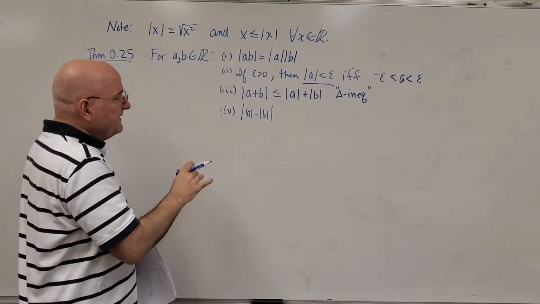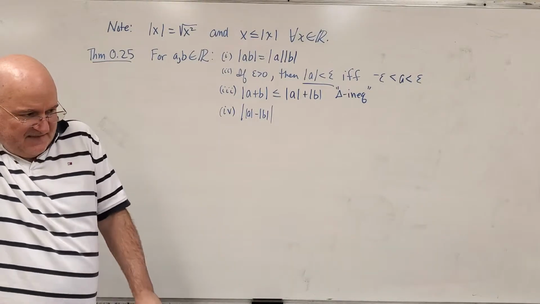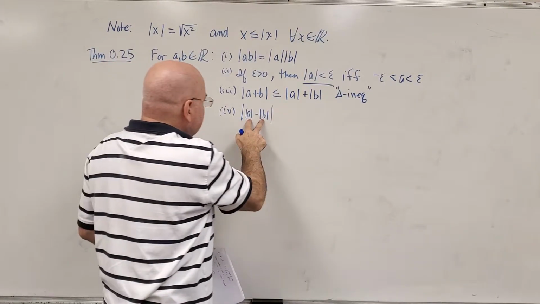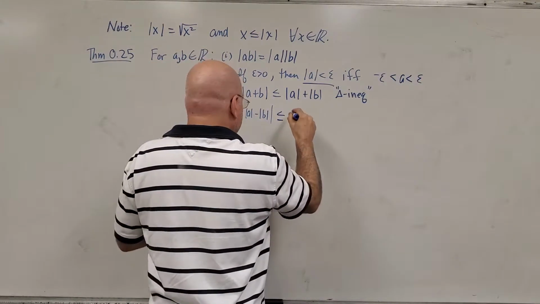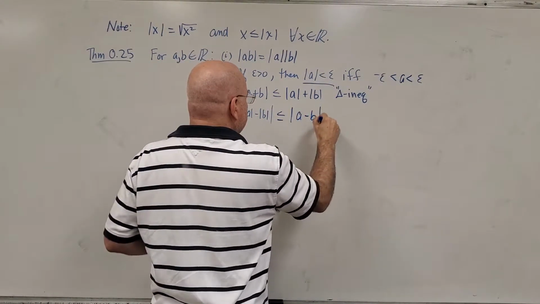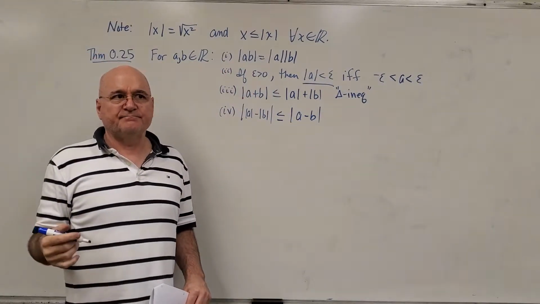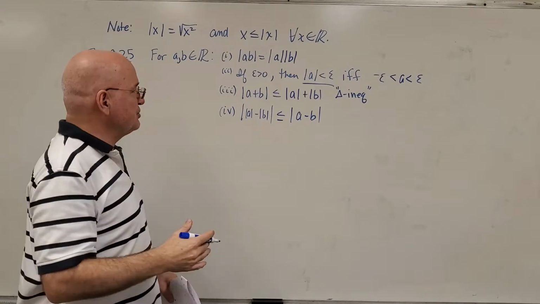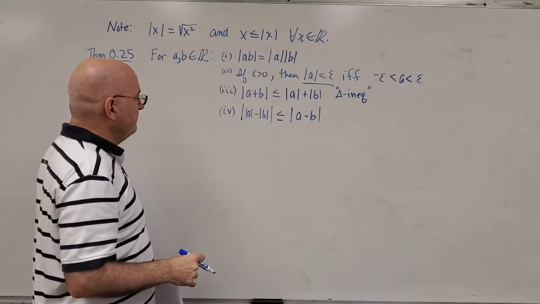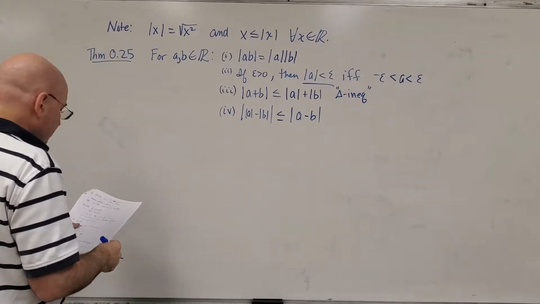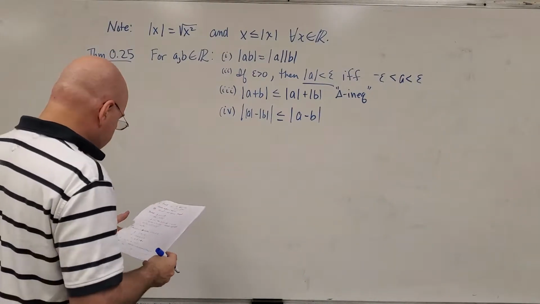And here's another flavor of the triangle inequality. If you've got the absolute values of two terms and you're taking the difference, that's less than or equal to the absolute value of A minus B. It's a specific version, or a derivation, of the triangle inequality. The proof is in the text. I'll let you look at the text for those proofs.